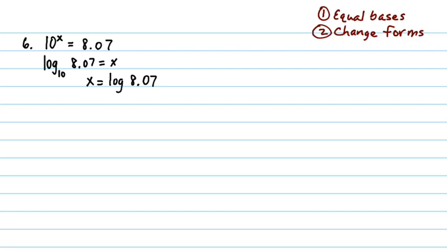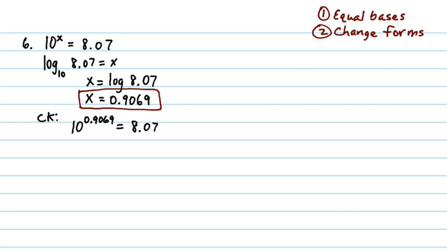So you can actually put this into your calculator using your LOG button on the front of your calculator, and you get 0.9069. The nice thing about these kind of problems is they're super easy to check. So we're going to take 10 to that power and see if it's 8.07. In fact, one of the reasons why we normally get 4 decimal accuracy is because when we check it, we want it to be pretty accurate. And if you plug that into your calculator, you should see that it's pretty close to 8.07. There is just a little bit of rounding error. All right, let's move on to the next problem.